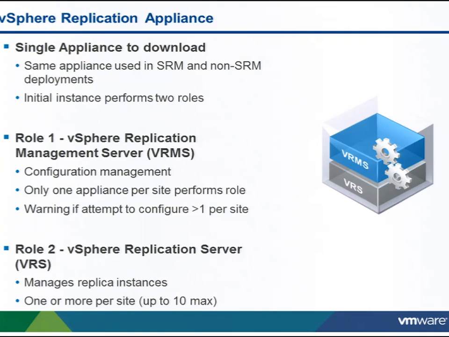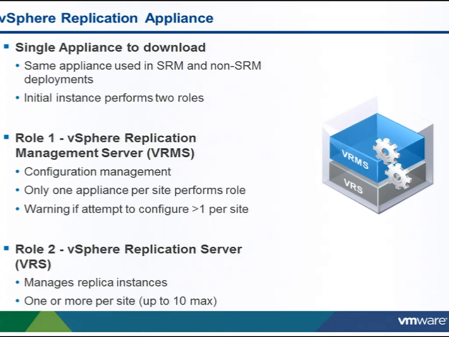Now that initial instance, when we deploy that first virtual appliance, does 2 different things. One, it acts as that management server, the interface to vCenter, as the area when we right-click on a VM and say, I want to configure this for a 1-hour RPO. This is the function of the VRMS, that management interface type of aspect. Now, there's only one of these per site. The very first appliance that you deploy and register with a vCenter server will function in that fashion.